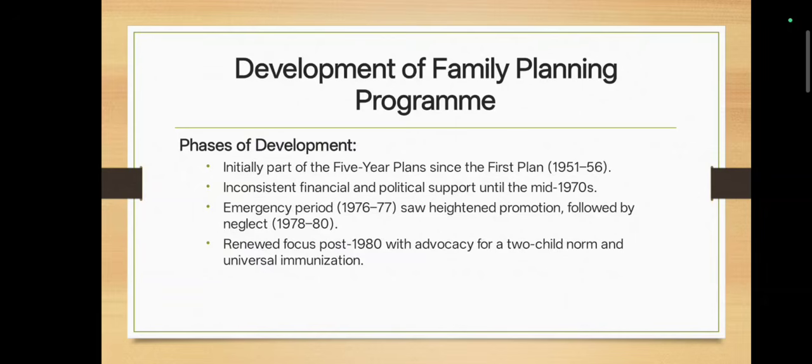During the emergency period of 1976 to 1977, family planning was aggressively promoted, but this led to backlash and neglect in the following years. After 1980, the program regained focus, advocating for a two child norm and universal immunization. This history shows the ups and downs of family planning in India, shaped by political will and public acceptance.